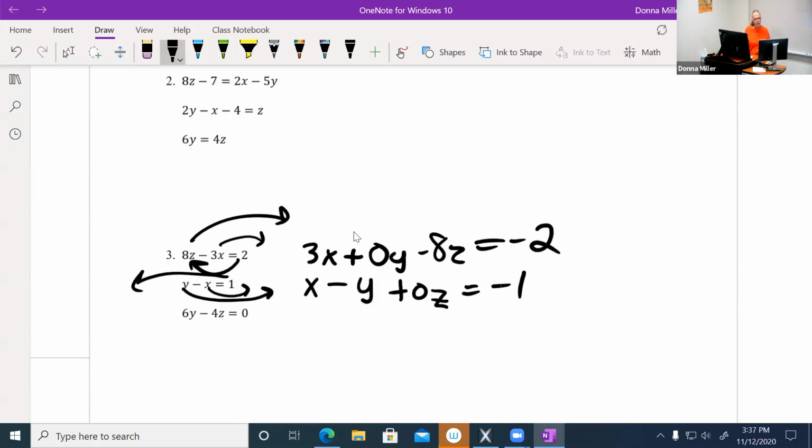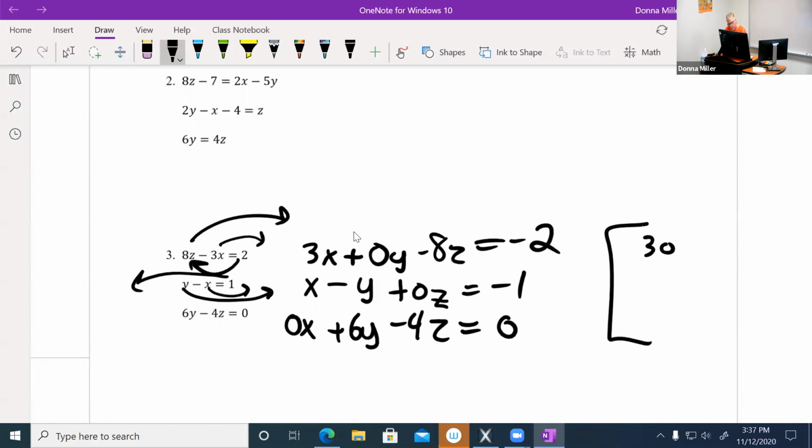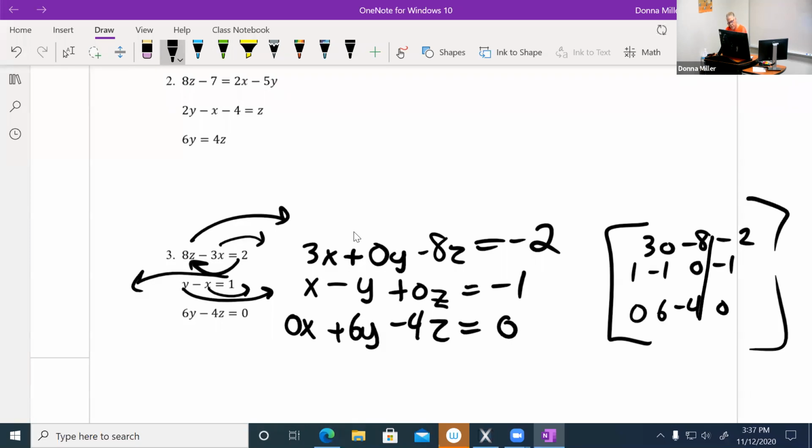Okay, numbers on one side, variables on the other. All right, and one more to go. All right, I have 0x plus 6y minus 4z. That's pretty straightforward, equals 0. All right, so now we can just write the matrix. 3, 0, negative 8, negative 2, 1, negative 1, 0, negative 1, 0, 6, negative 4, 0. All right, and there's my augmented matrix.